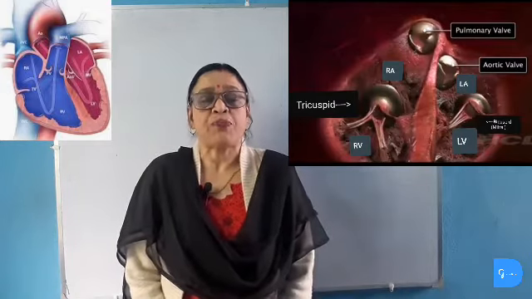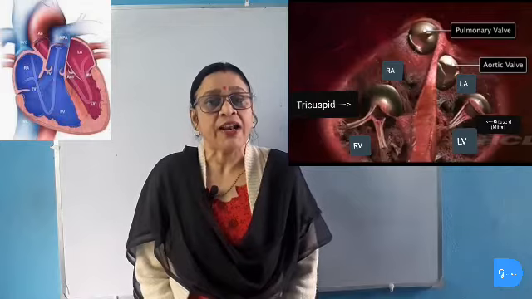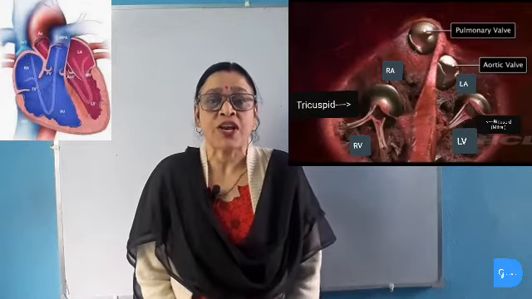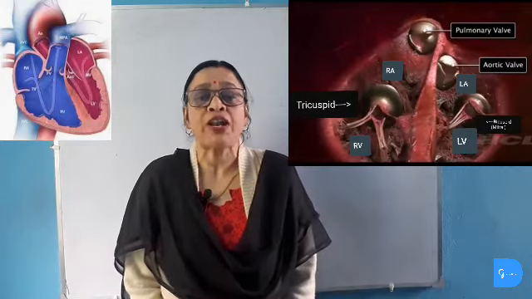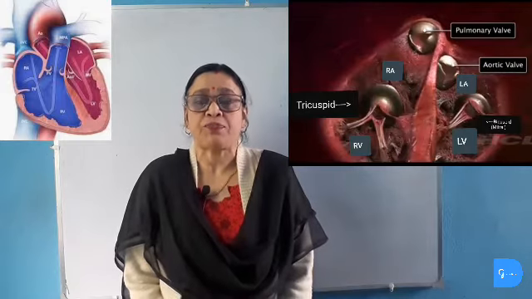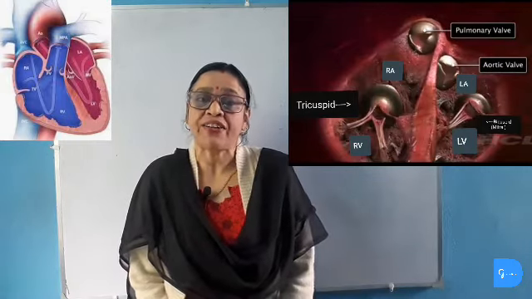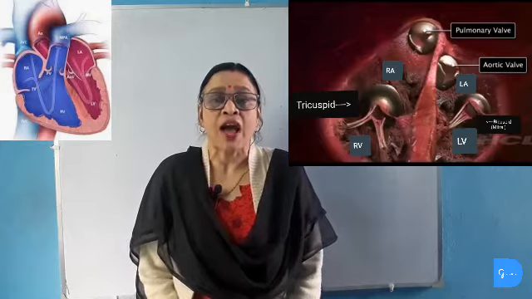And the valve which is present at the junction of right ventricle and pulmonary artery is known as semilunar or pulmonary valve, and the valve which is present between the junction of left ventricle and aorta is known as aortic valve or semilunar valve.